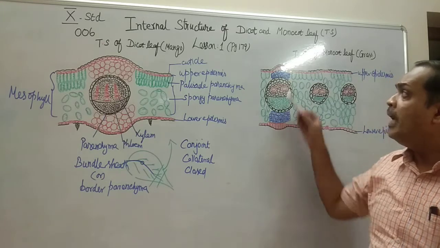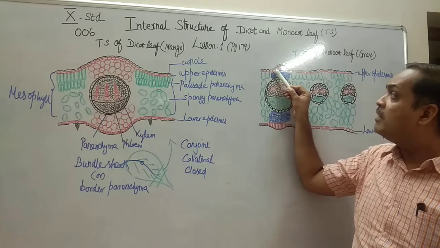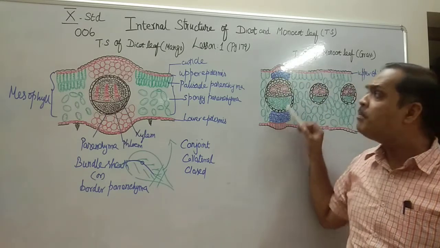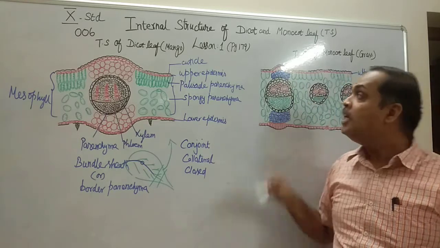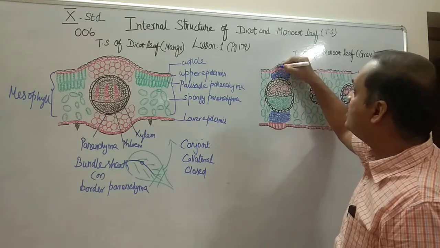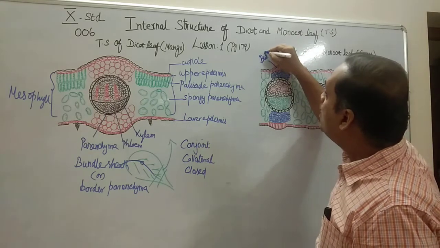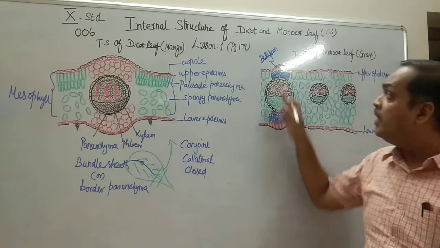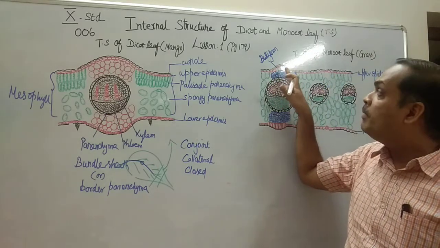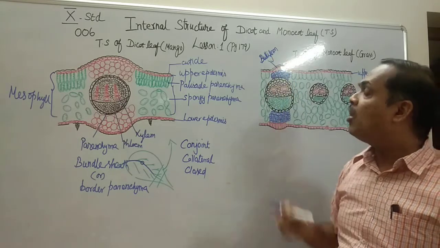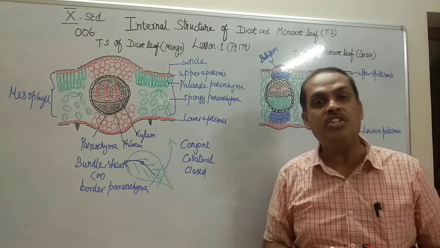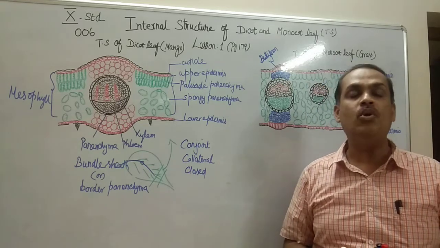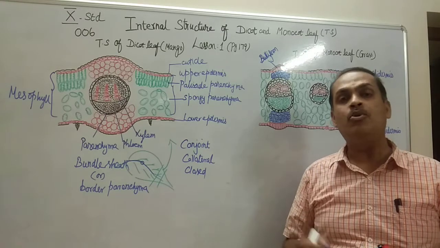Sometimes you will be able to see thin elongated cells in the upper epidermis as well as in the lower epidermis, but in the upper epidermis it is very prominent. These cells are called bulliform cells. So what are bulliform cells? Sometimes the upper epidermal cells become thin and elongated, and these are called bulliform cells, which is a characteristic feature of all monocot leaves. The function of bulliform cells is rolling and unrolling of the leaf in the monocot leaf.